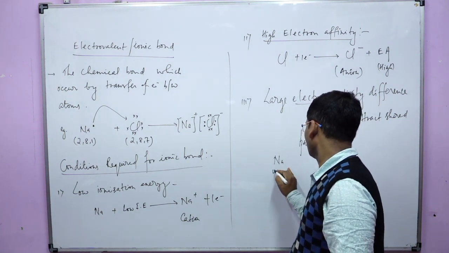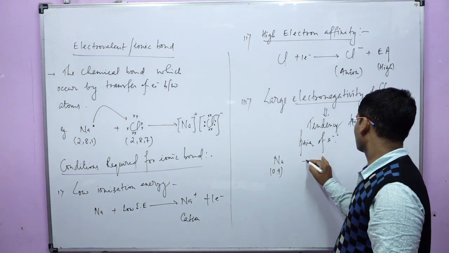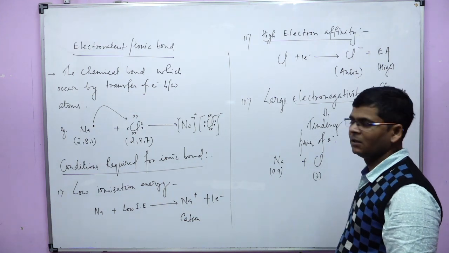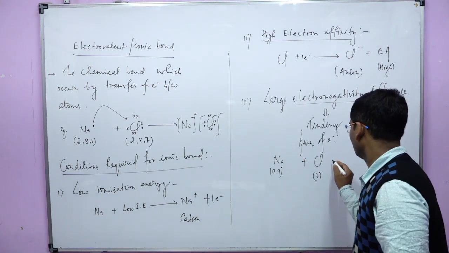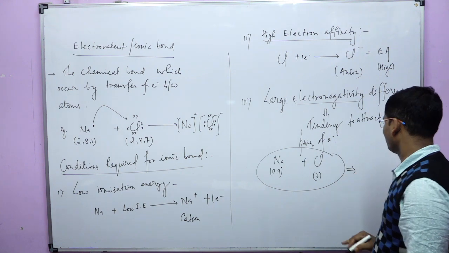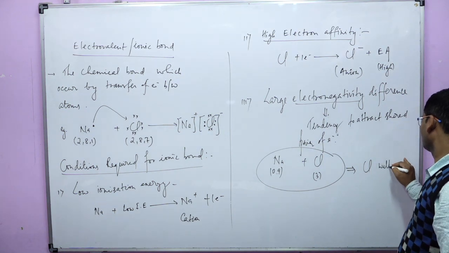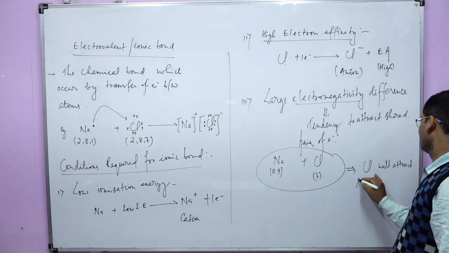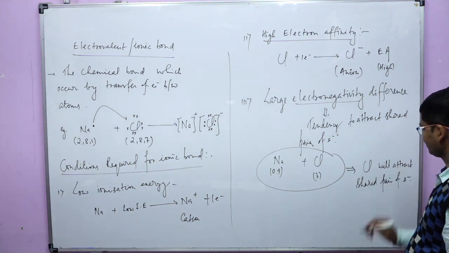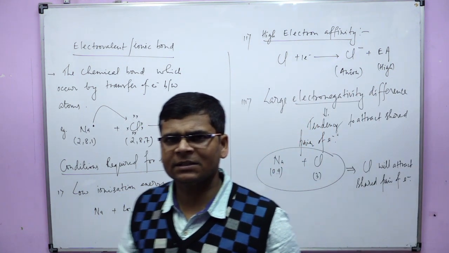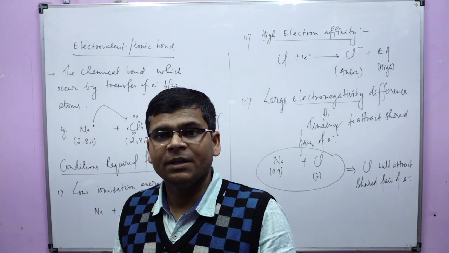Electronegativity of sodium is about 0.9, and chlorine is about 3. So it is very high. Which one will attract? This one will attract. So in this sense, you will find that chlorine will attract the shared pair of electrons. Even if you say they are sharing electrons, the affinity to attract electrons for chlorine is very high.